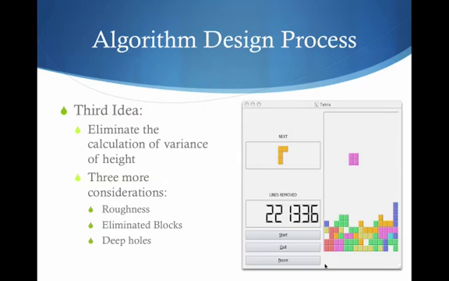Here is the third idea I had. First, I threw away the calculation of variance of height, since this does not contribute too much but largely increases the computation complexity. Then I introduced three more considerations: roughness of the pile on the board, number of blocks eliminated through eliminating lines, and number of deep holes. The picture on the right is a screenshot of the final program.